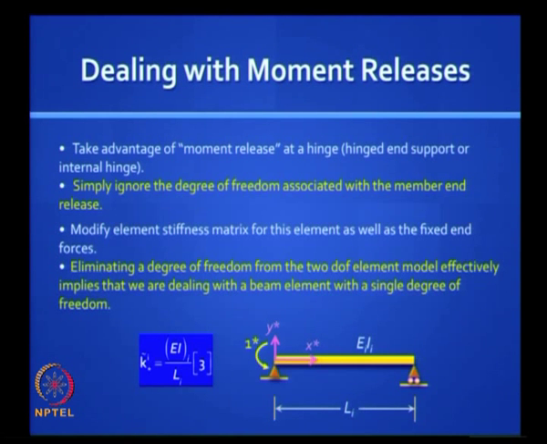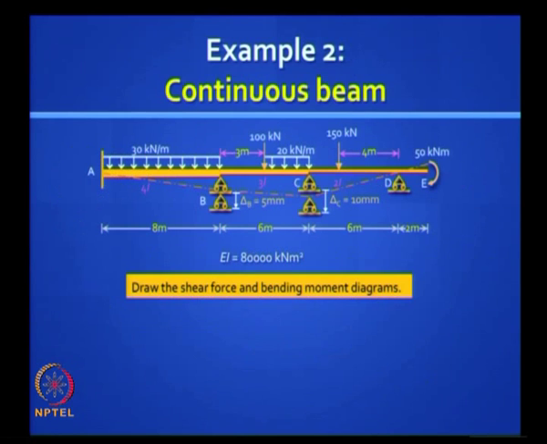You reduce the degree of kinematic indeterminacy, and you know that the element stiffness matrix is 1 by 1 and the coefficient is 3EI by L. Is it clear? We have done exactly this in slope deflection and moment distribution method when we took the simplification. So we will see how to do this.